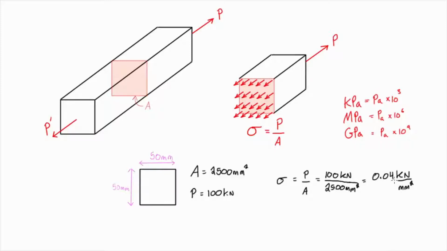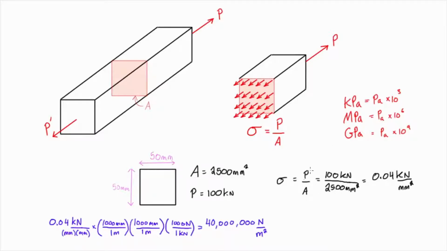If we do a unit conversion, we find that this is equal to 40 million newtons per meter squared, which is equal to 40 million pascals. If we have 40 times 10 to the 6 pascals, we get 40 megapascals. So that is also equal to 40 megapascals.